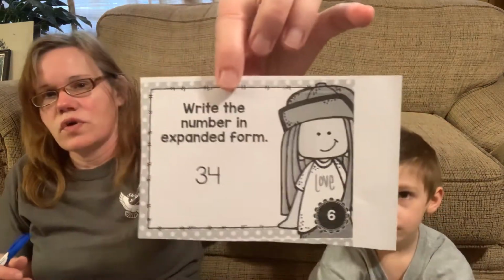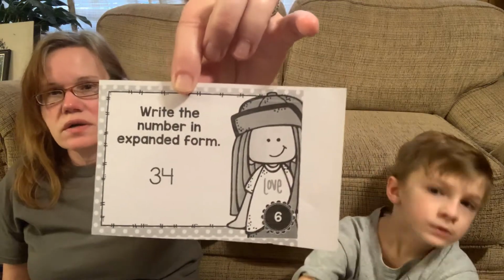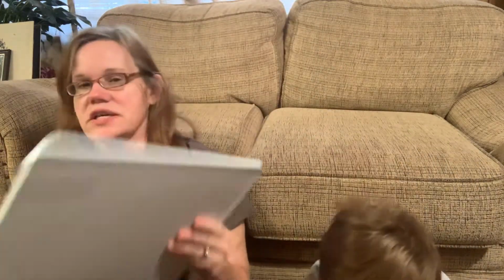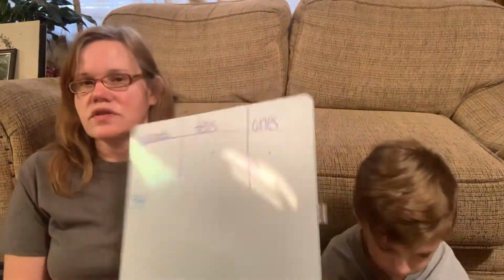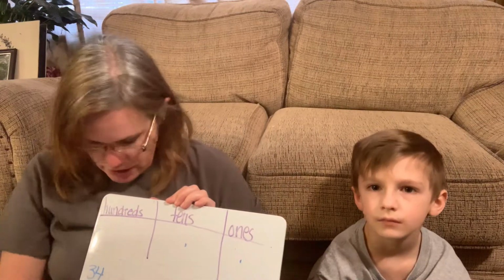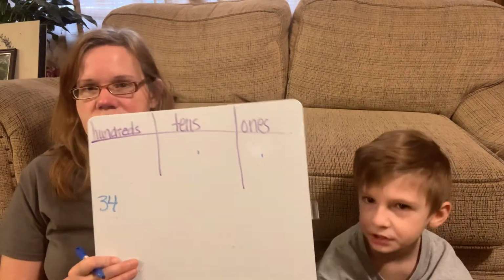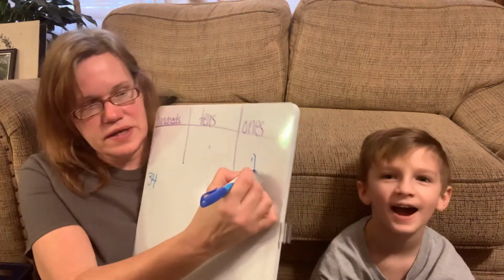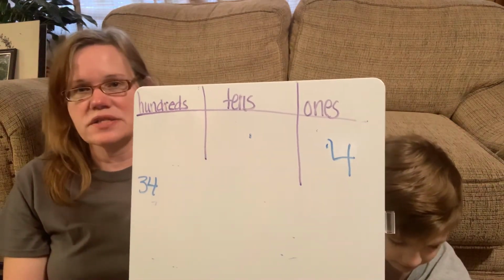It says to write this number in expanded form. We have the number 34. All right, 34. So let's do this one together. All right, so I have the number 34. Which digit goes in the ones place? The 3 or the 4? The 4, that's right. And which number goes in the tens place? 3. I gave the answer, didn't I?